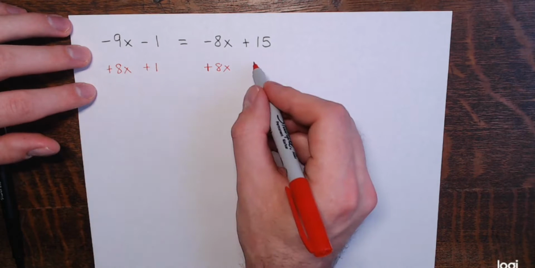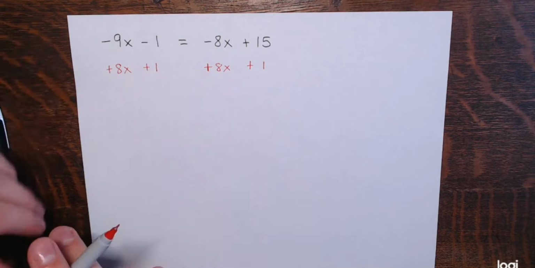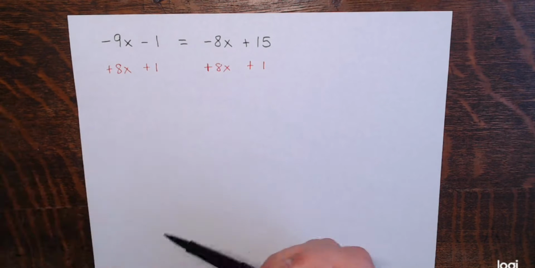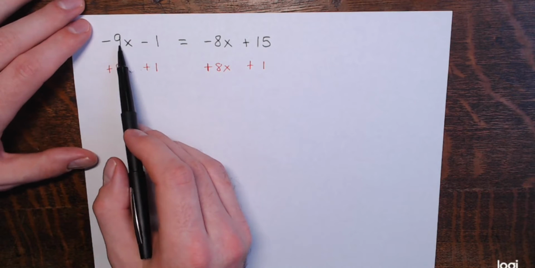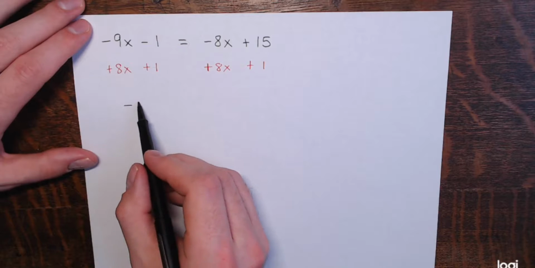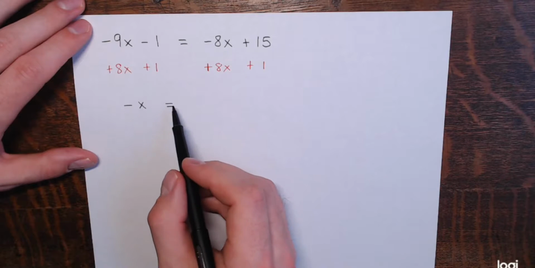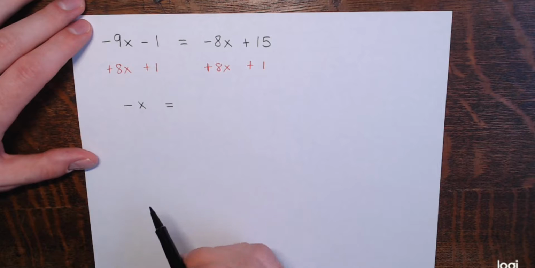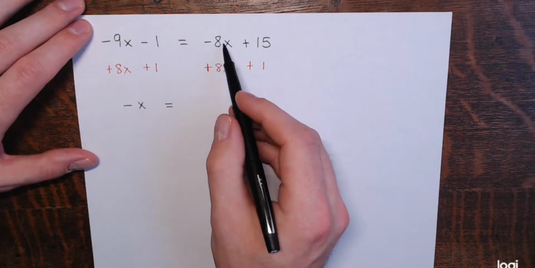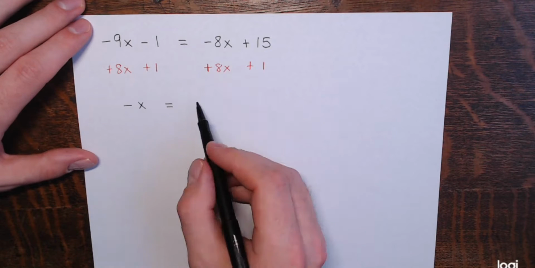I'm going to add 1 to the right side as well. And then we simplify and combine like terms. Negative 9x plus 8x is negative 1x. And then negative 1 plus 1 is 0, right? That's gone. Then negative 8x plus 8x is 0. And 15 plus 1 is 16.